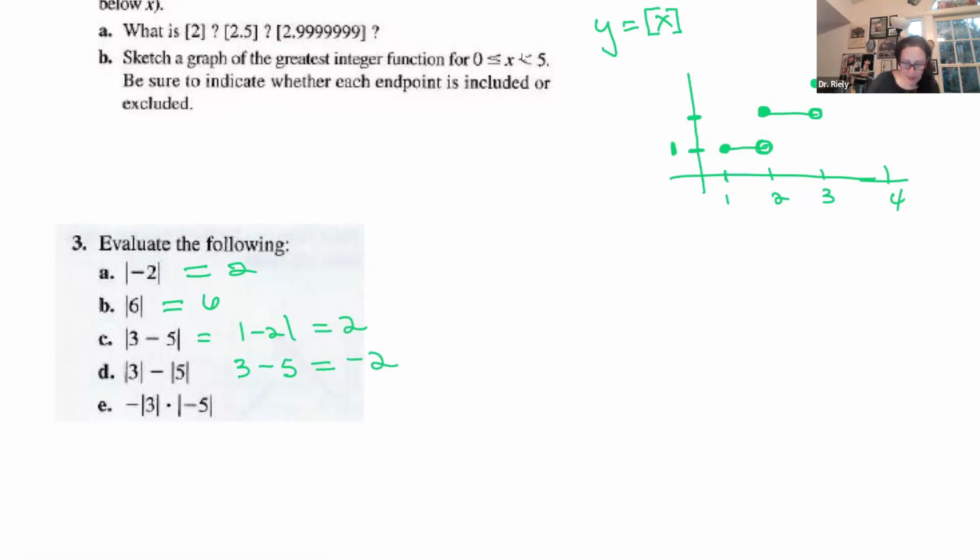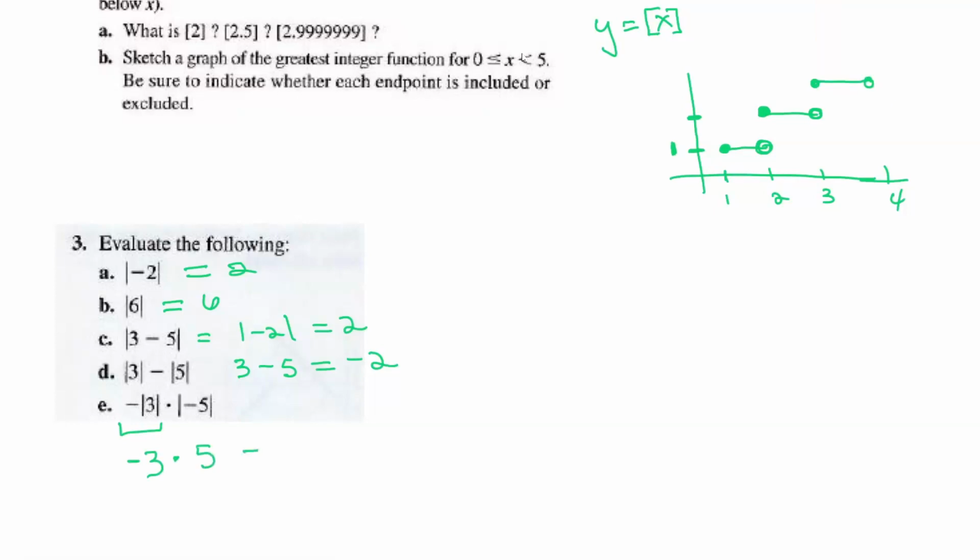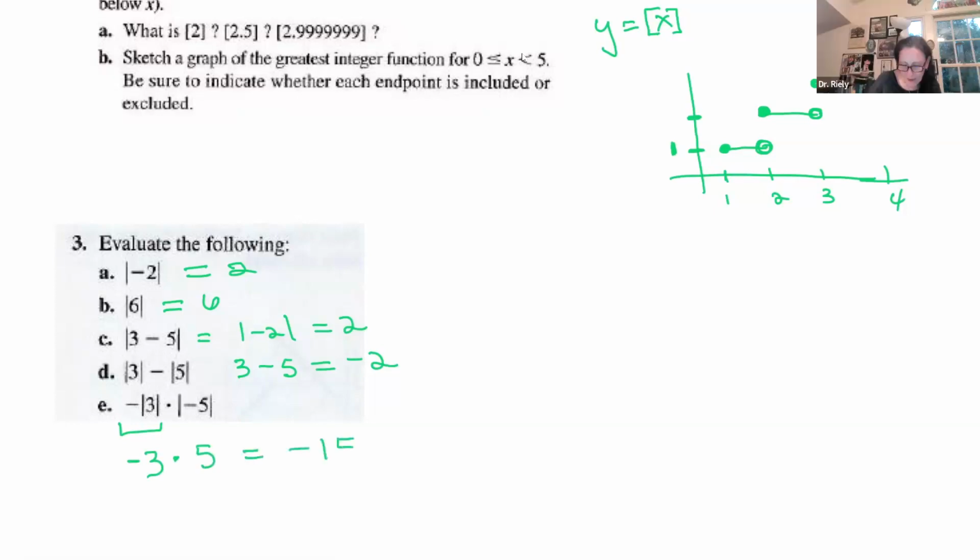Okay, and then looking at the next one, the absolute value of 3 is 3. When you pull it out, you've got a negative hanging outside. It still gets applied. Times, now you have the negative inside. That negative drops. So that's going to give you a -15, and we're done.